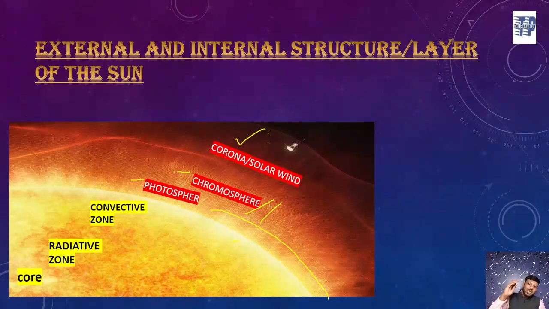Generally, the upper layer should have a lower temperature compared to the previous layer. For example, if you are heating water in a pan, the top layer will have less heat, but the bottom layer will have more heat. This is the natural phenomenon. But with respect to the sun, the corona, the outermost layer, has a higher temperature compared to the previous layers such as the chromosphere and photosphere. How is this weird phenomenon happening?